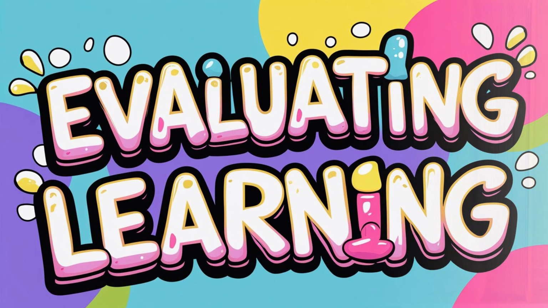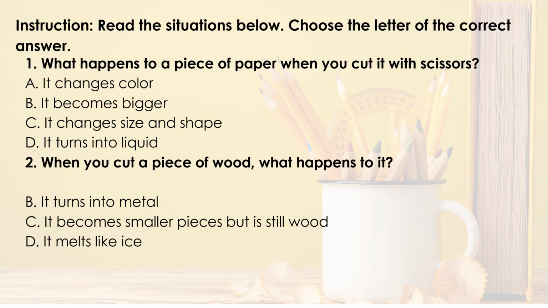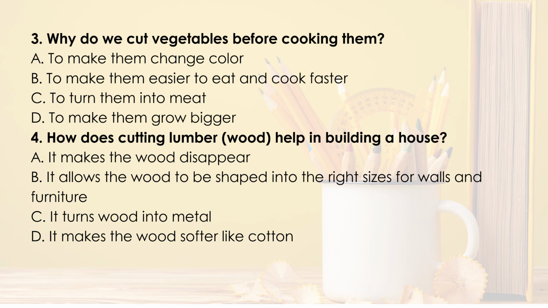Evaluating. What happened to a piece of paper when you cut it with scissors? A, B, C, D. 2. When you cut a piece of wood, what happened to it? Choose your answer. A, B, C, D. Next, number 3. Why do we cut vegetables before cooking them? Choose your answer from A, B, C, and D.